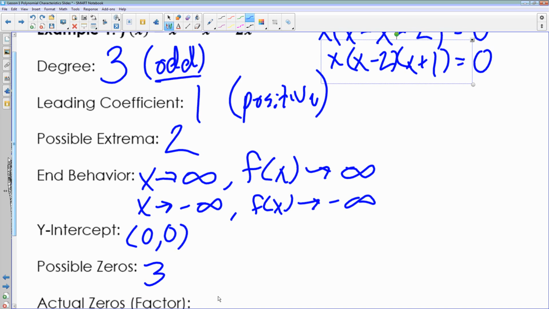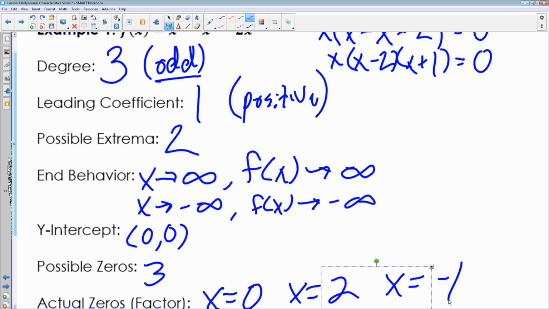So if I set x equals 0, well, x equals 0. If I set x minus 2 equal to 0, I would add 2, and I get x equals 2. And then x plus 1 equals 0 is x equals negative 1.